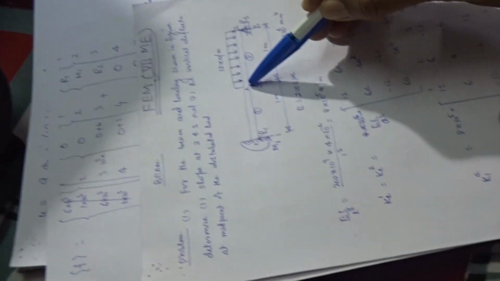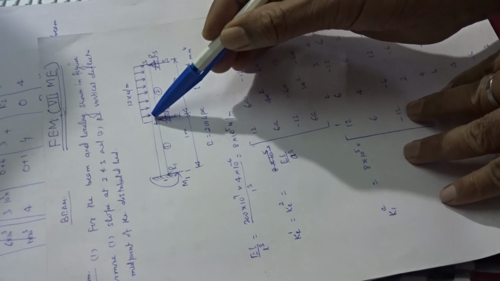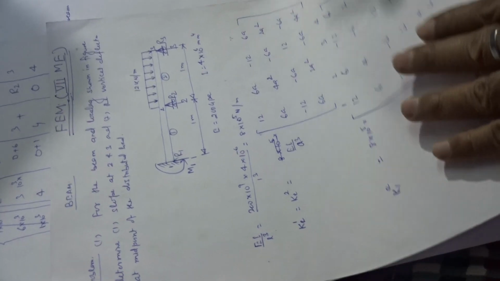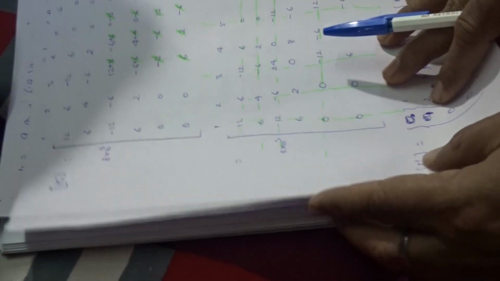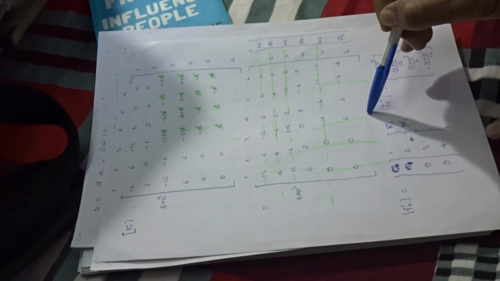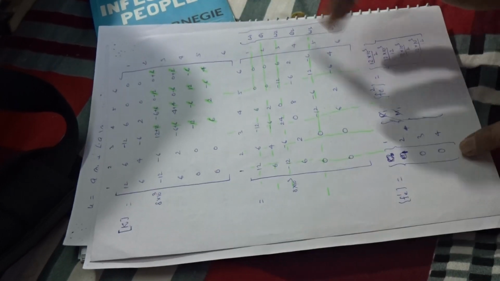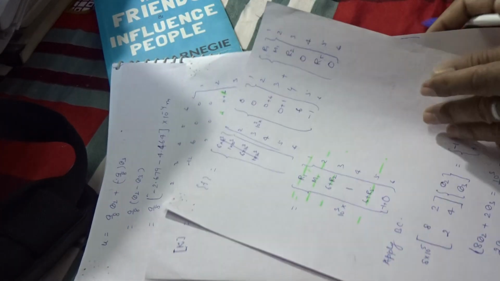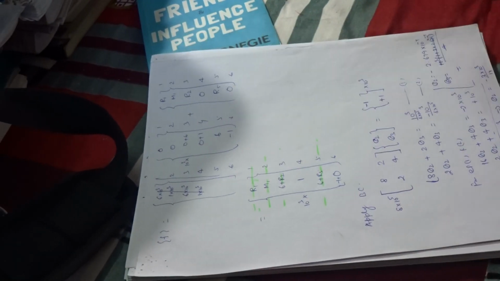At this point deflection is 0, so the third degree of freedom, and at this point the fifth degree of freedom becomes 0. So the third row and third column become 0, and the fifth row and fifth column become 0. These are the remaining terms, the 2 by 2 matrix after applying the boundary conditions.